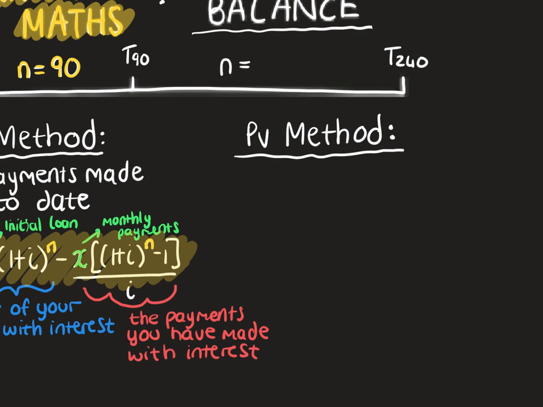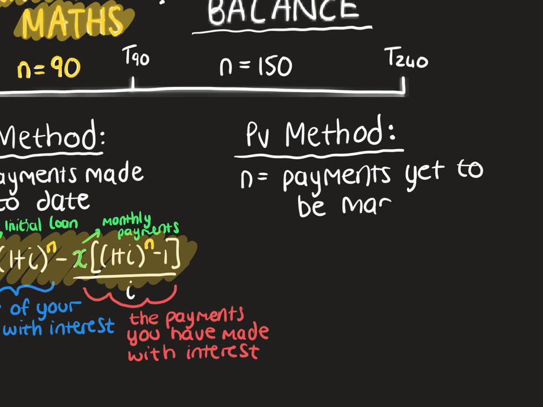Now, if you've made 90 payments, how many more payments do you have left? Well, it would be 240 minus 90. So that would be 150 payments that are left to be made for the remainder of your loan. So that is the n value we're going to be using here. So n is equal to payments yet to be made.